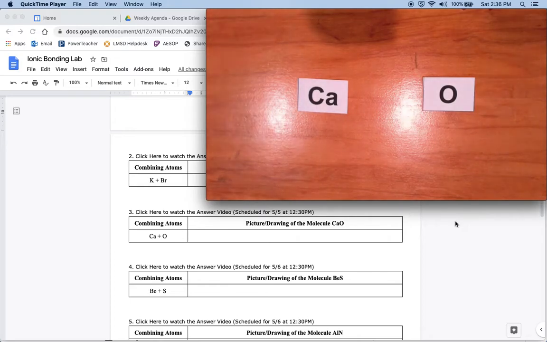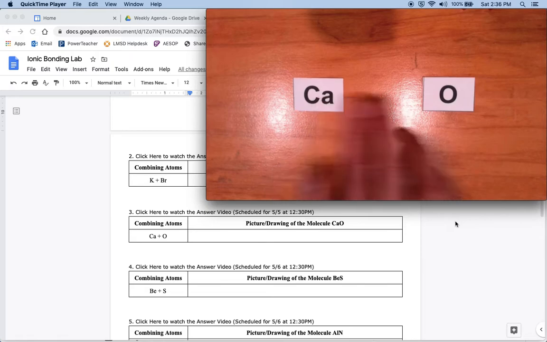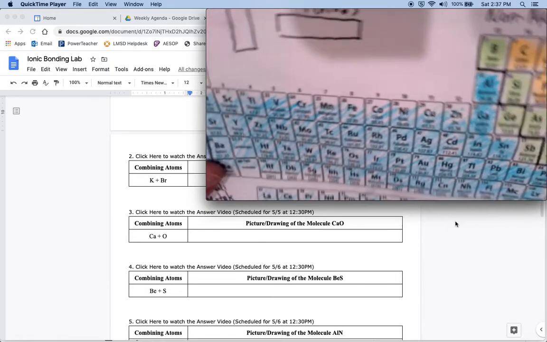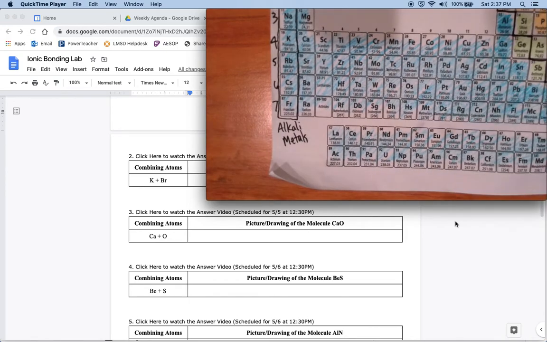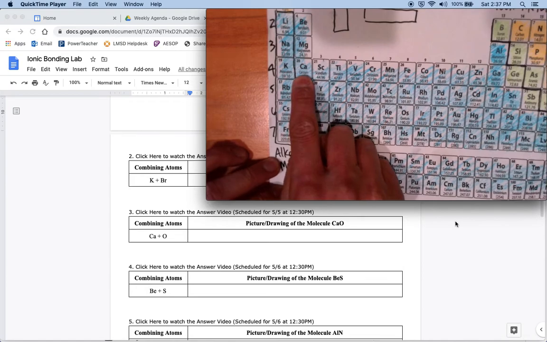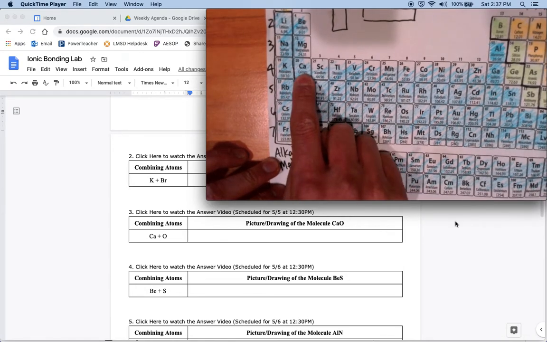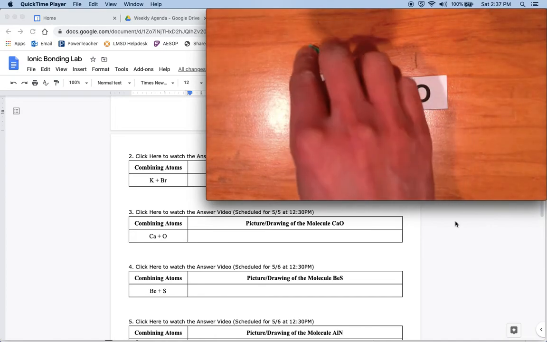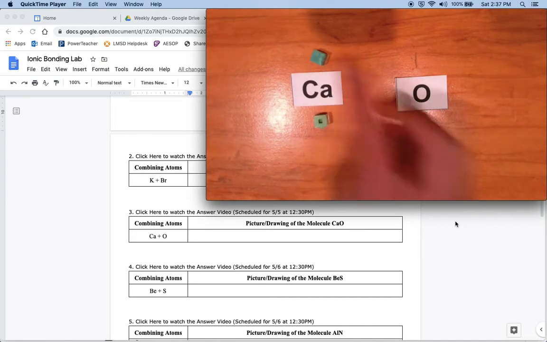All right, our third one is calcium and an oxygen combining together, so one atom of each. When we start, we have to look at our electron dot diagram, so where are they on our periodic table? Calcium right here, I know that it's in the second column, so it's got 2 valence electrons. So let's get 2 valence electrons out for calcium.